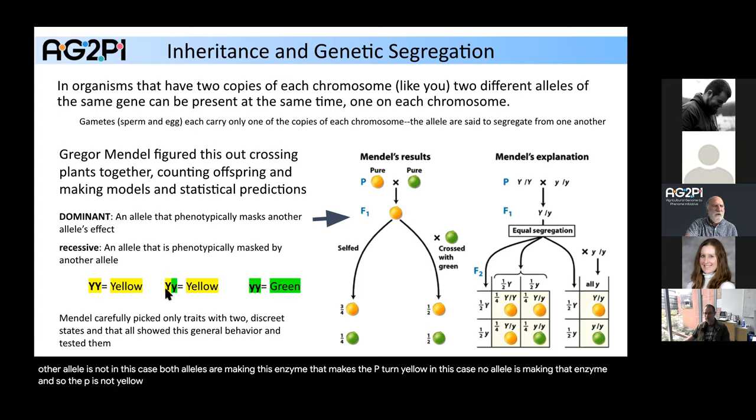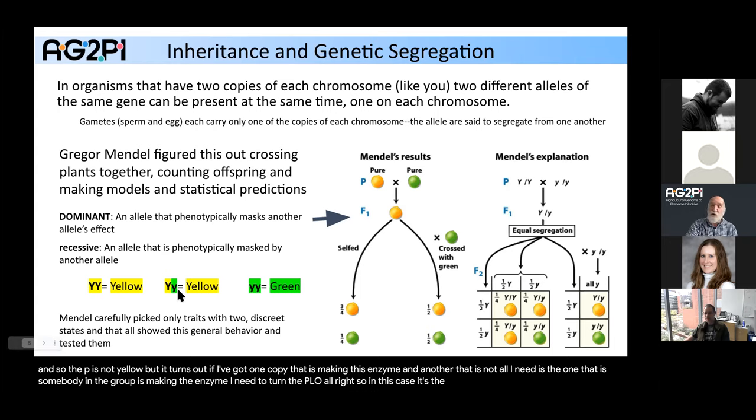But it turns out if I've got one copy that is making this enzyme and another that is not, all I need is the one that is. Somebody in the group is making the enzyme I need to turn the pea yellow, right? So in this case, it's yellow. In this case, it's also yellow, but in this case, it's green.